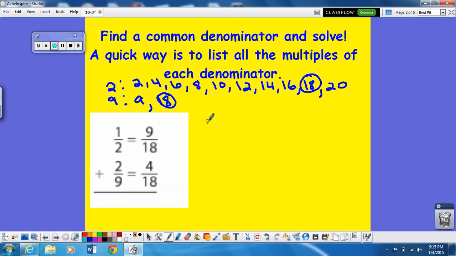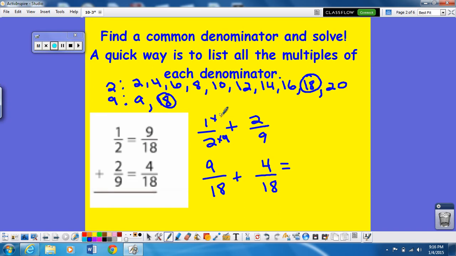So I can use that to change 1/2 plus 2/9 if I change them both into 18ths. Now I'm sure most of you knew that 18 would be your common denominator, but I wanted to show you how to make a list if you get stuck. That's just a quick way to do it. So basically what I did was, to get from 2 to 18, it's times 9. So remember, what I do to my denominator, I have to do to my numerator. 1 times 9 is 9. How did I get from 9 to 18? It's times 2. What I do there, I have to do here, and that's 4.